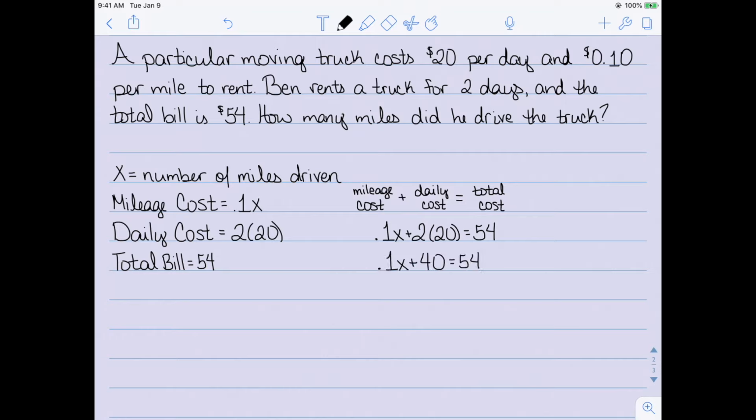Multiplying 2 times 20 gives me 40. We can then subtract 40 from both sides. And that leaves us with 0.1x equal to 14. We divide both sides by 0.1. And that gives us that x is equal to 140. So Ben drove a total of 140 miles in the moving truck.